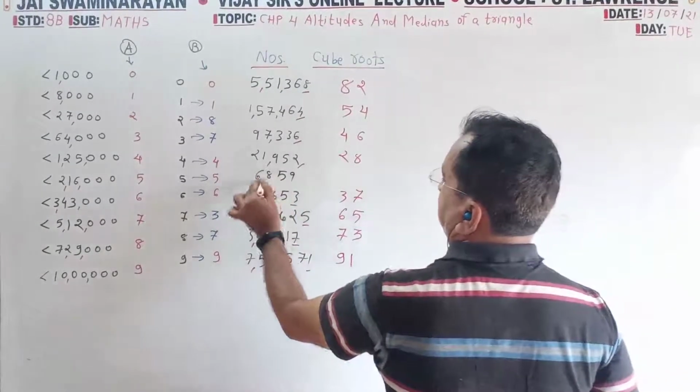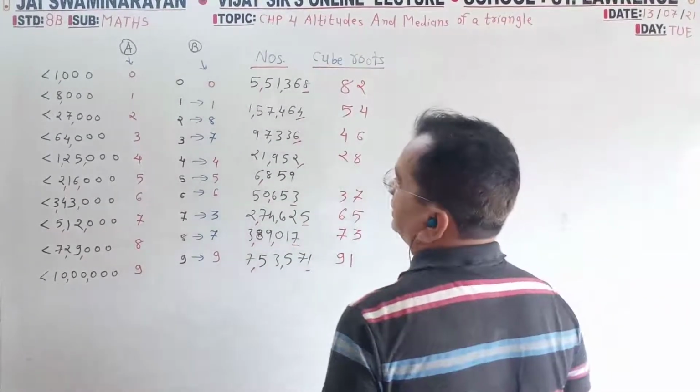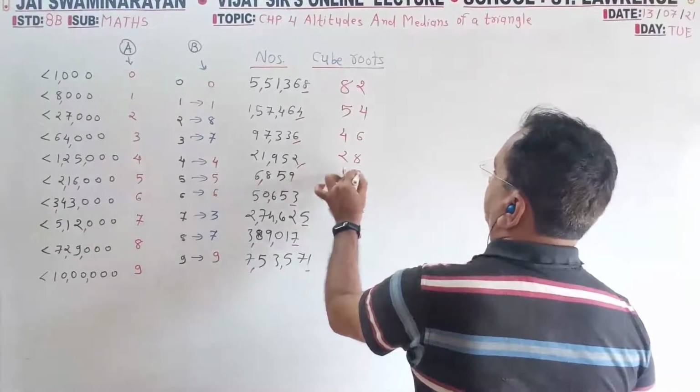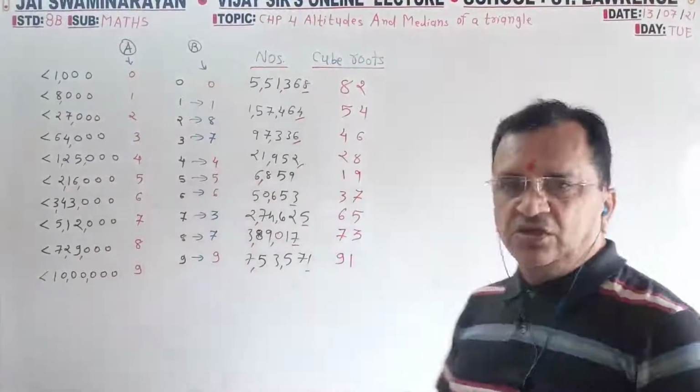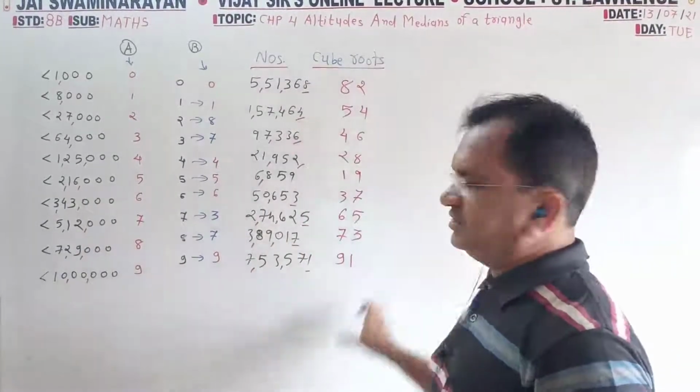It is 6,800 and it is less than this. For 9 it is 9. So these are the answers. For this, these are the cube roots.